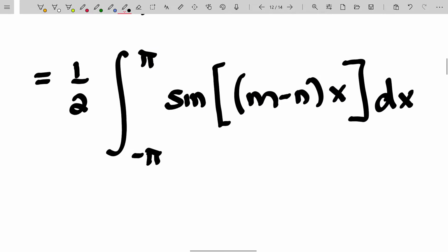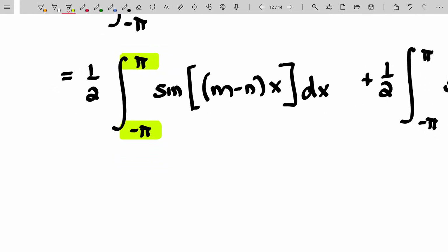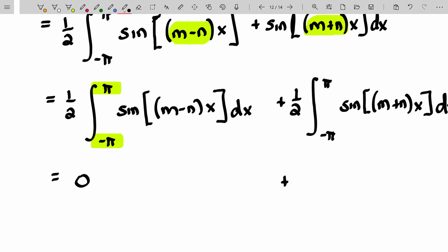This guy right here is just an unshifted sine curve over a symmetric interval. And because that interval is symmetric and the way the sine curve looks, I happen to know the area underneath that curve from negative pi to pi, everything will cancel and that will be 0. I don't need to do any calculus there. The same thing is true for the second integral.